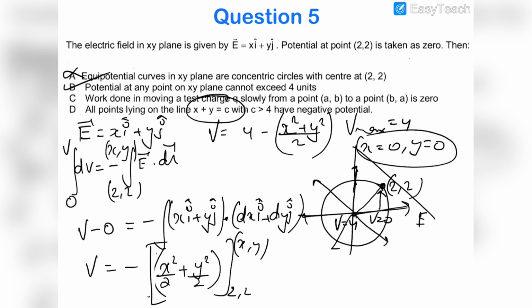So let us put 2 comma 2 in this equation and let us see that C is equal to 4. But C is obviously greater than 4, which means that this line would be going from outside this circle. So in the region outside this circle, the potential would be negative, and therefore D option is also correct. So the correct answer of this question is B, C and D. Now we move on the next question.